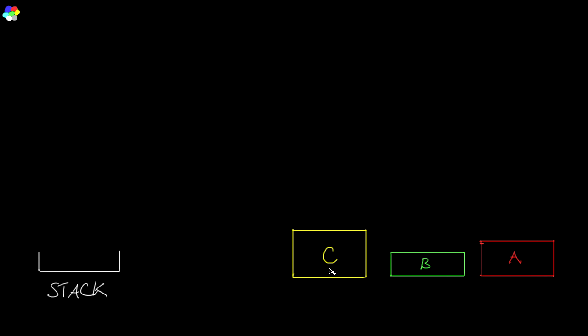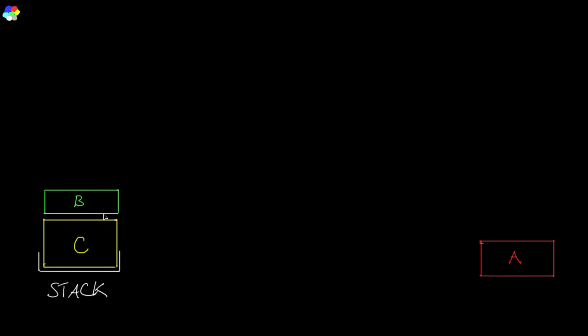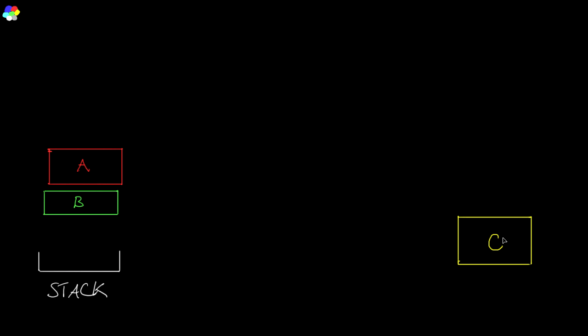So for example, I can push C onto the stack, and then I can push B onto the stack like this. And then maybe I want to push A onto the stack. Now, popping, you always remove the top thing from the stack. So if I pop from the stack, I have to pop A. I can't pop C from the stack. I can't do this. It's not possible.